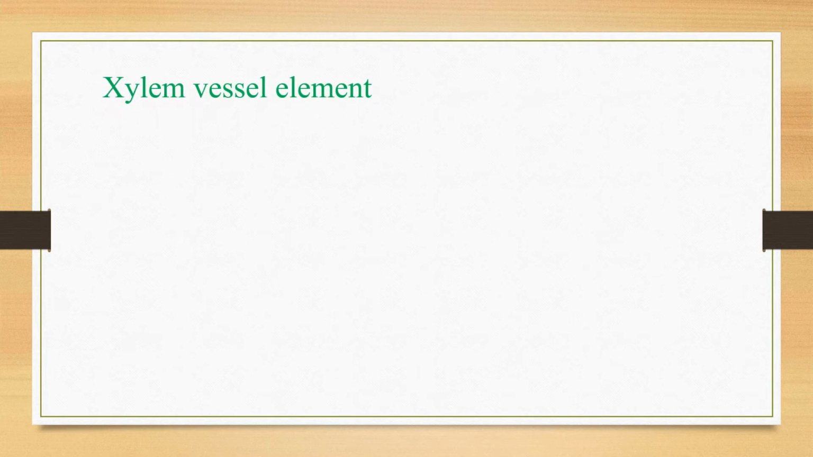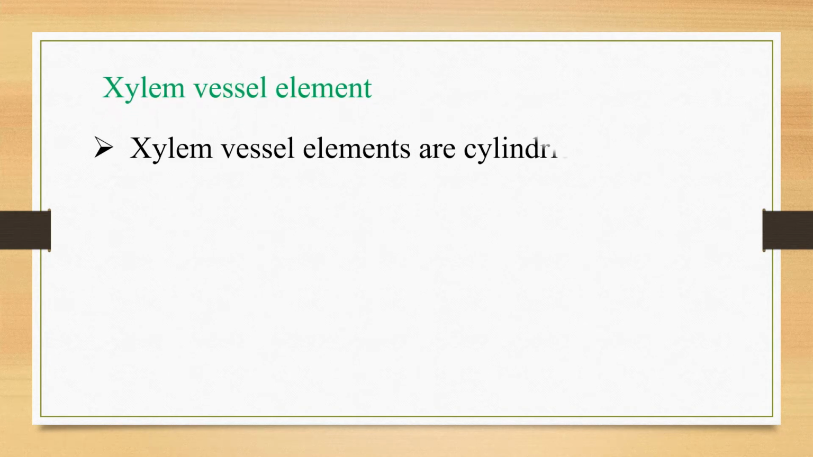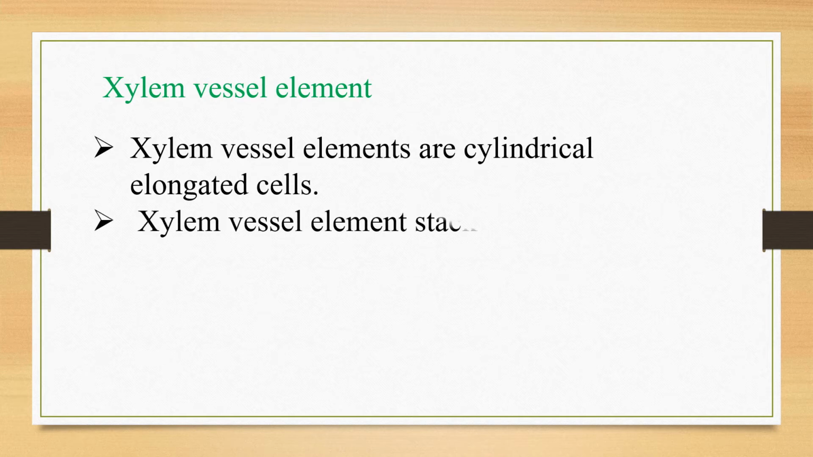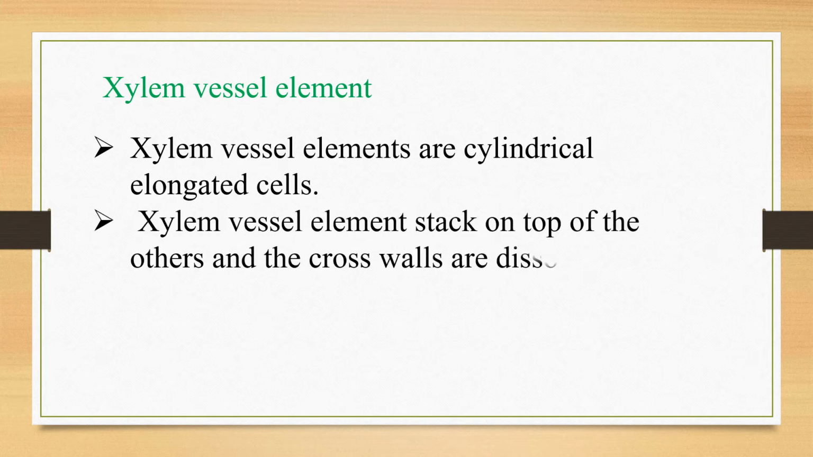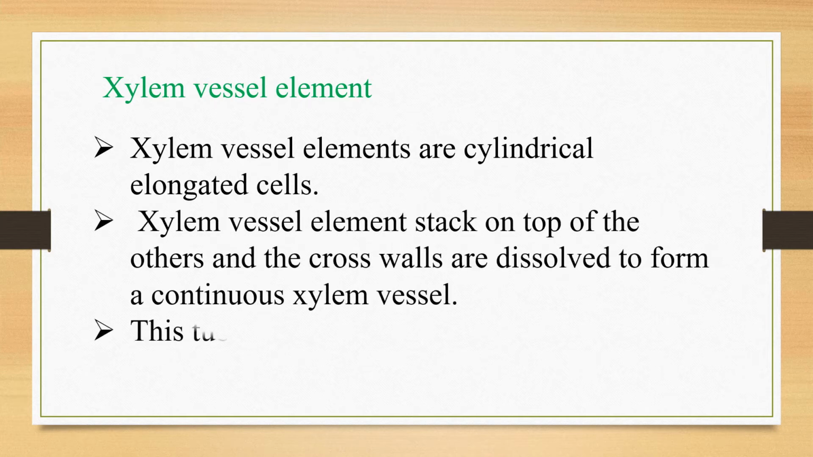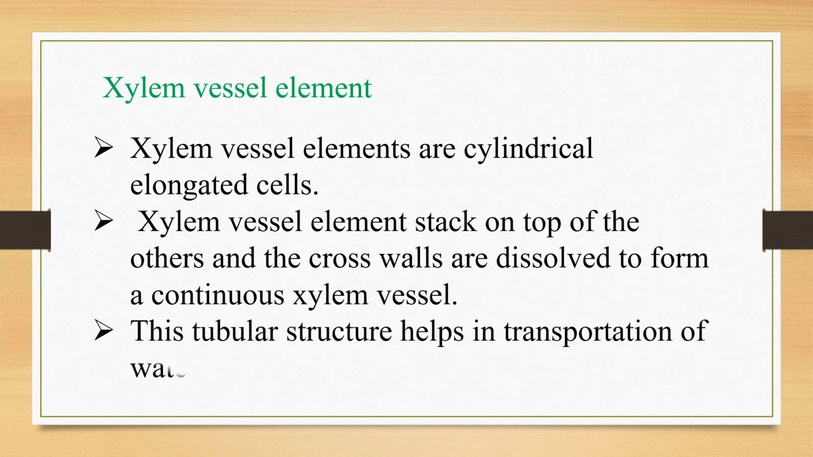First cell type of the xylem tissue is xylem vessel element. Xylem vessel elements are cylindrical elongated cells. Xylem vessel elements stack on top of the others and the cross walls are dissolved to form a continuous xylem vessel. This tubular structure helps in transportation of water.